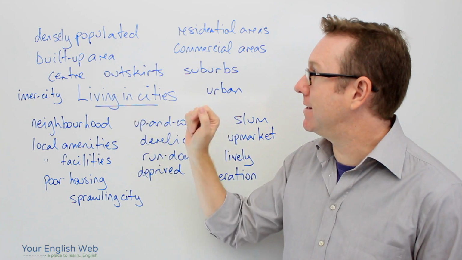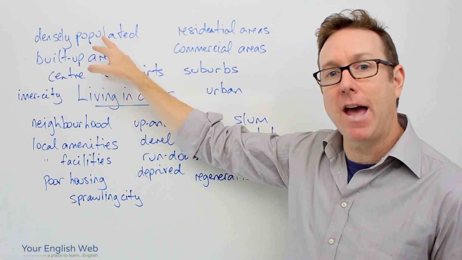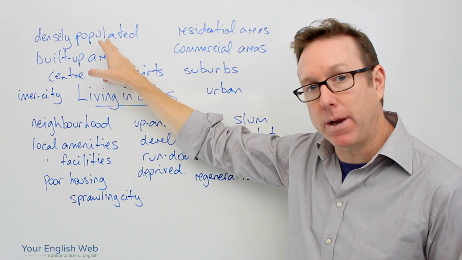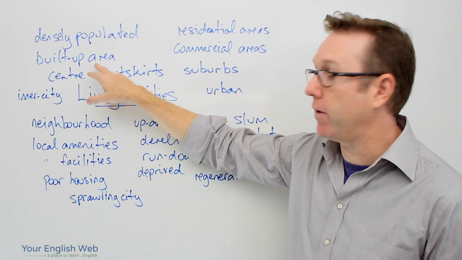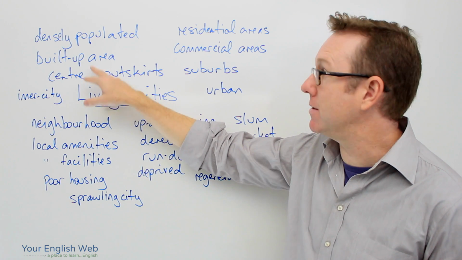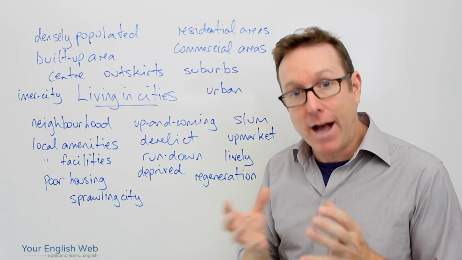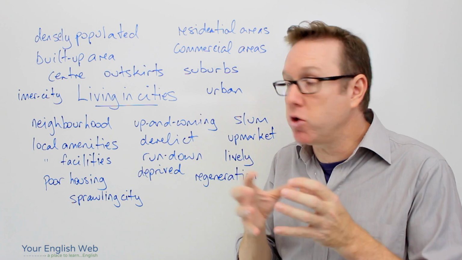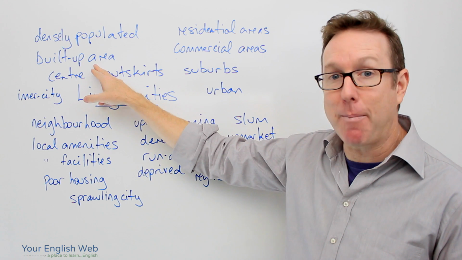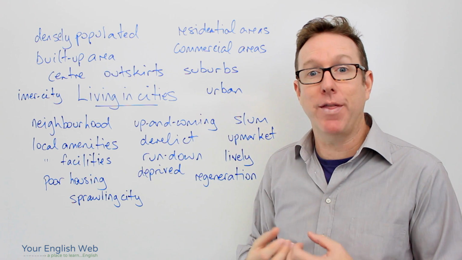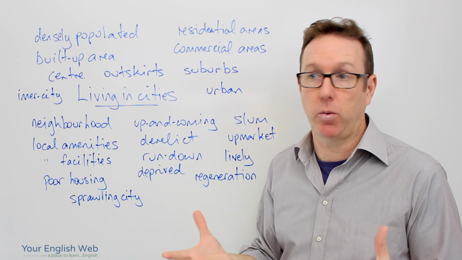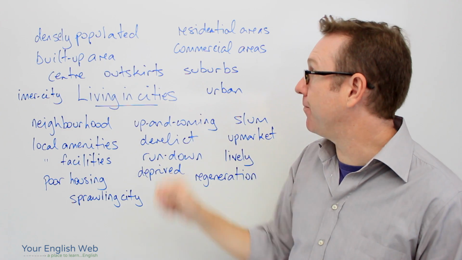So, living in cities. Now, cities can be densely populated places, okay? They have a lot of built up areas. Densely populated, meaning they have a very large population living close together in built up areas where there's a lot of construction, okay, a built up area.